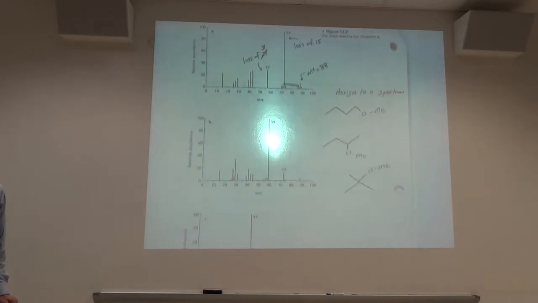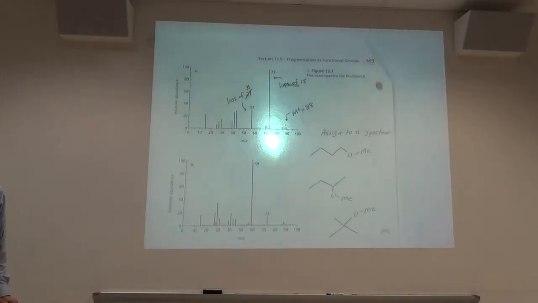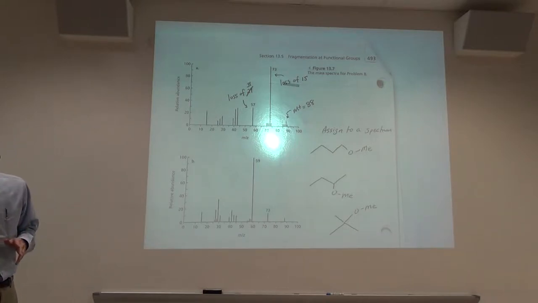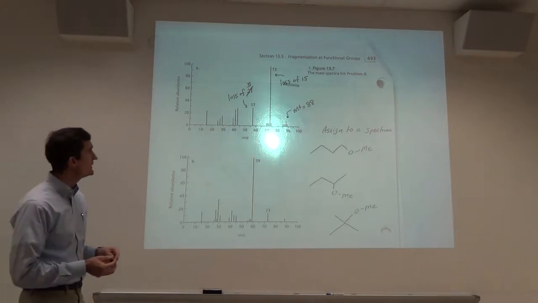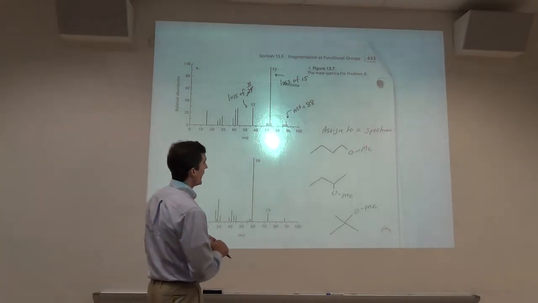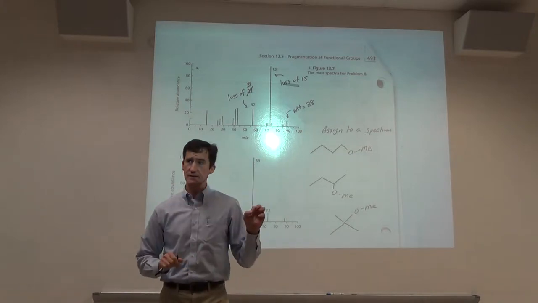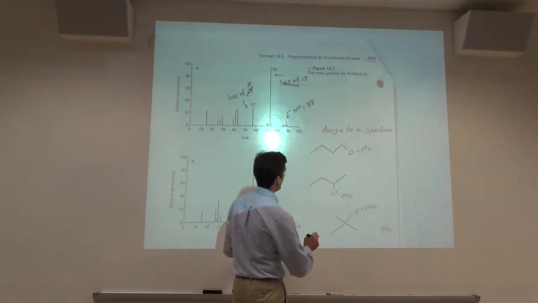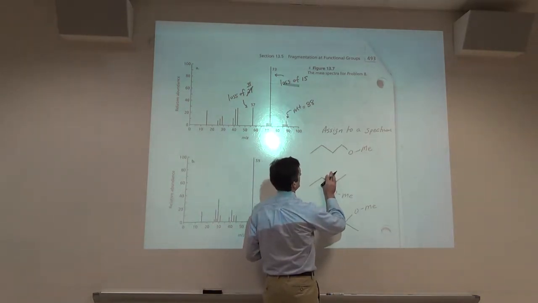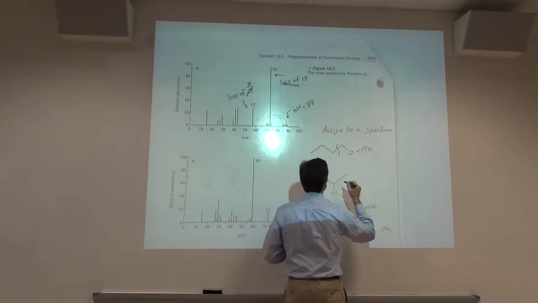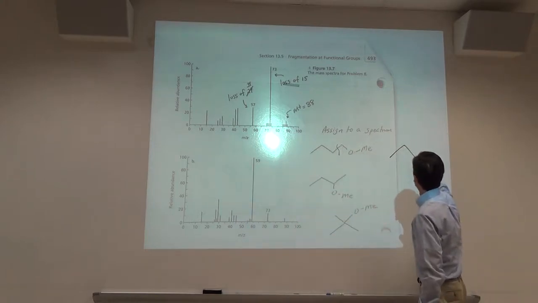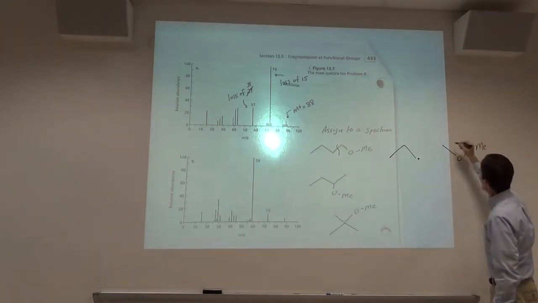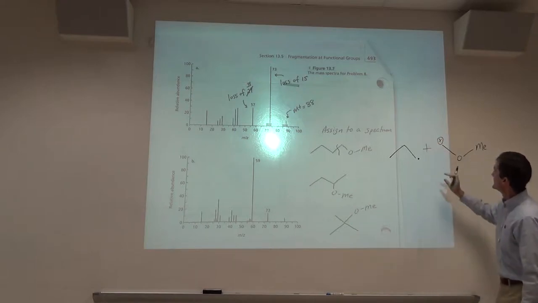Okay, let's look at these. Three mass specs, three compounds. First thing I would do is look at the compound and say, what do we predict? We predict alpha cleavage as the main cleavage. Alpha cleavage basically means we're going to cleave to leave a cation next to what? A lone pair or a pi bond. This molecule here we can cleave here to give that radical plus that cation.